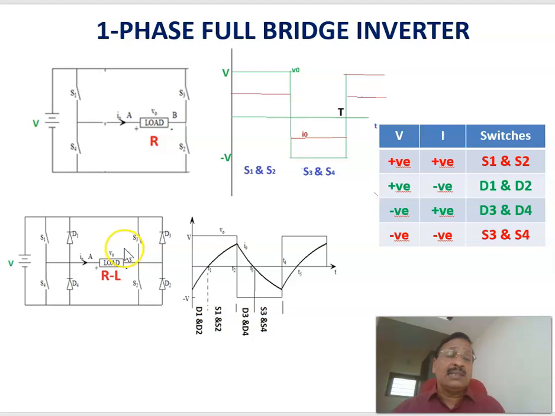But in the practical case, there will always be an inductor in the load. That is why we are considering an RL load. As I already explained, when S1 and S2 are switched on, you will be getting plus V. When S3 and S4 are switched on, you will be getting minus V. But the current through it will not be in phase; the current shape is like that. This is shown as the current through the RL load. Therefore, there are instances, for example from 0 to T1, during which you will be getting a positive voltage and a negative current.